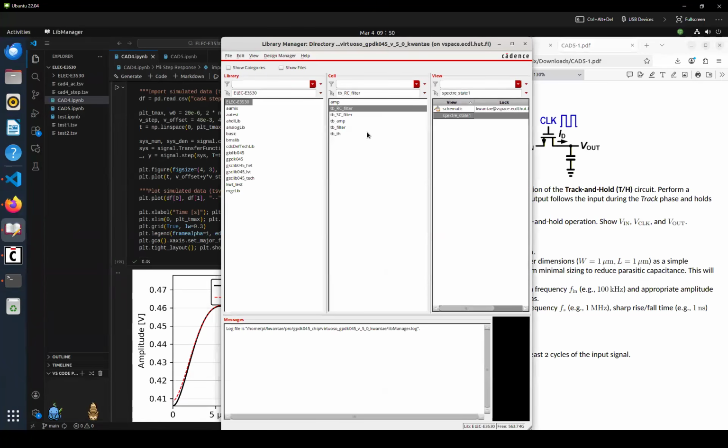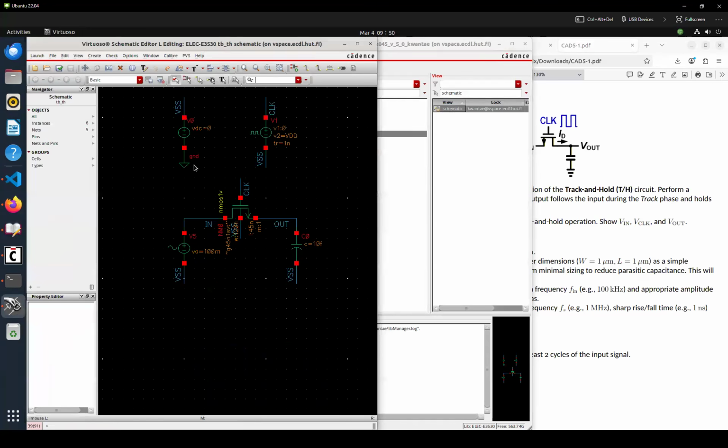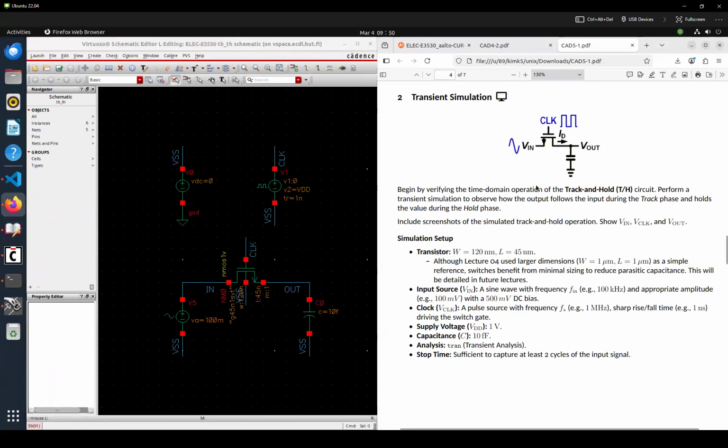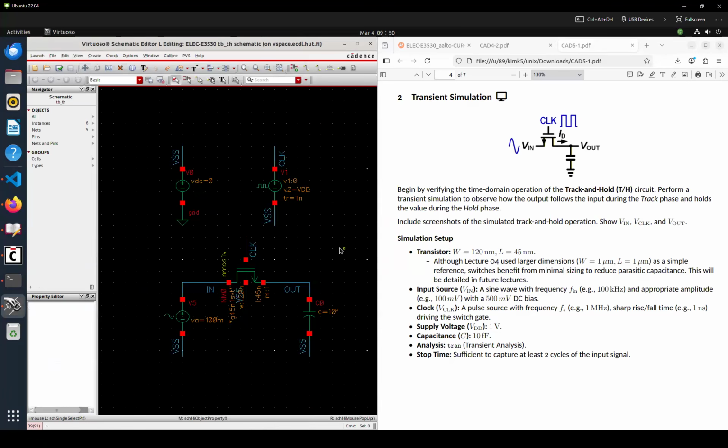Okay. So yeah, this very, very simple setup was about CADb exercise 5. And the transistor width is 120 nanometer and the length is 45 nanometer. So I discussed in CADb exercise 2, if you are not sure what to choose, then I suggest using just 1 micron for the width, 1 micron for the length as a good starting point.